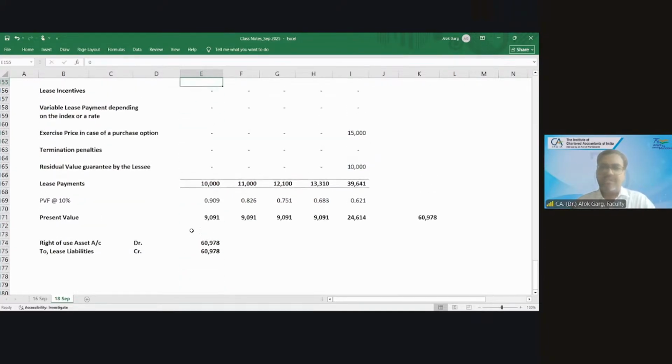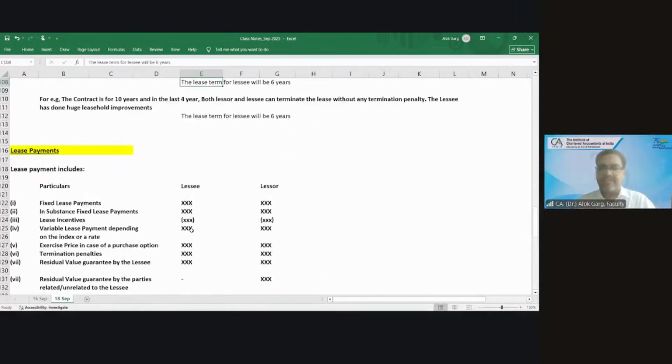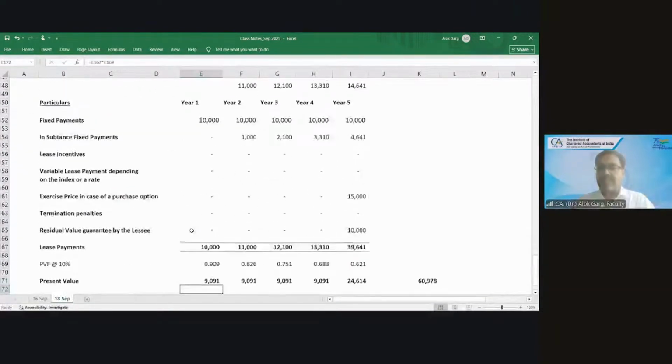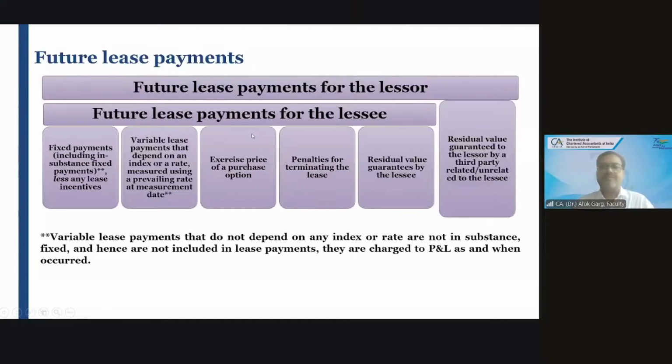Have you understood the lease payment calculation? Have you understood the relevance with the help of this example? Is it completely clear to all of you guys? Yes, sir, crystal clear. So let's discuss some questions from ICAI study material now.